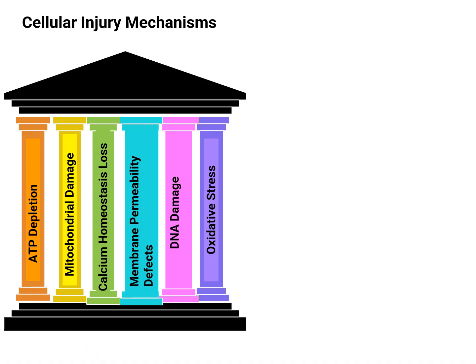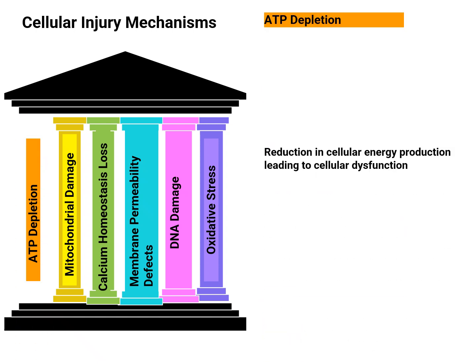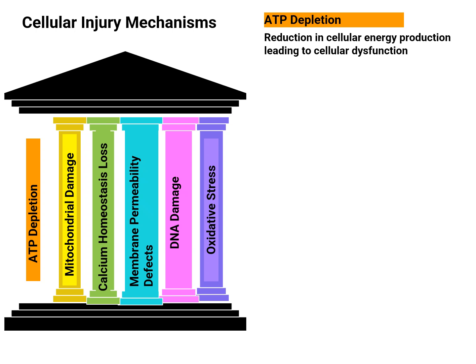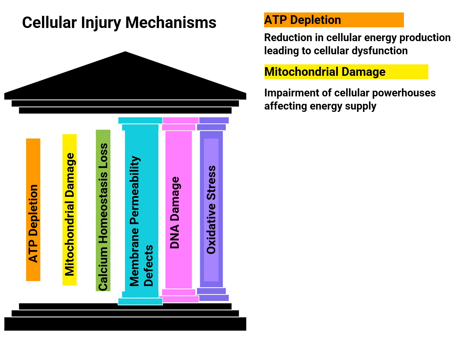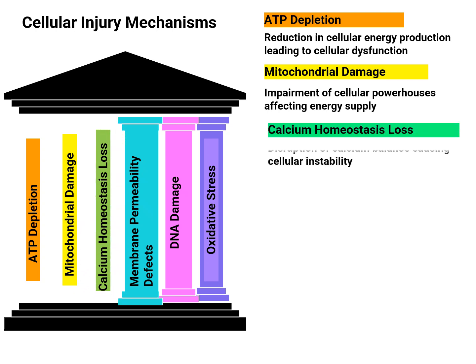Coming to various cellular injury mechanisms, there are 6 mechanisms. First is ATP depletion. In this, because of ATP depletion, there is reduction in cellular energy production leading to cellular dysfunction. Second one is mitochondrial damage. Various causes of mitochondrial damage cause impairment of the cellular powerhouse, affecting energy supply. Third one is calcium homeostasis loss. Because of this, there is disruption of calcium balance causing cellular instability.